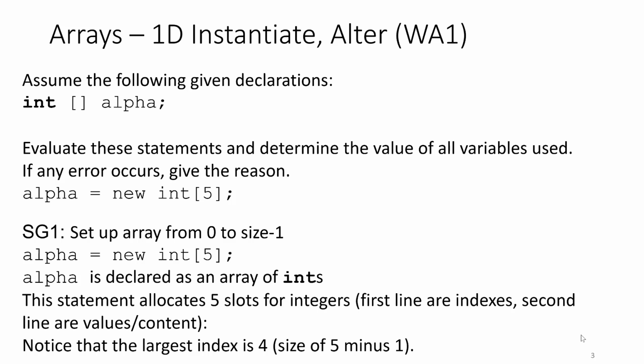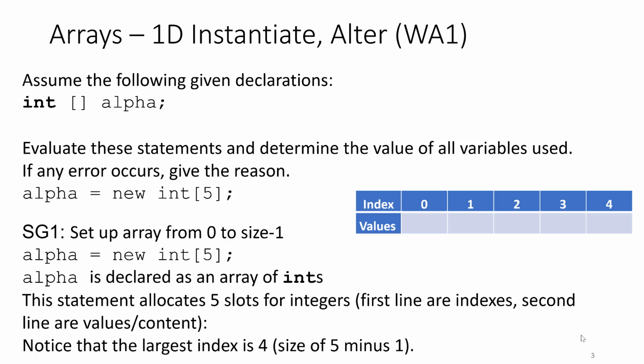For subgoal 1, we need to set up the array from 0 to size - 1. We have the statement alpha equals new int, open bracket 5, close bracket. Alpha then is declared as an array of ints. The statement allocates 5 slots for integers, so we want to set it up so that the first line in the graphic are the indexes, the second line are the values or the content inside the array. Note that the largest index is 4. That's the size of the array 5 minus 1.